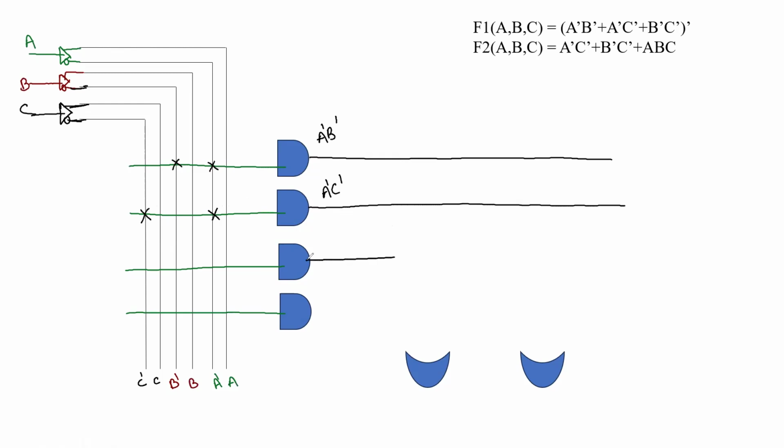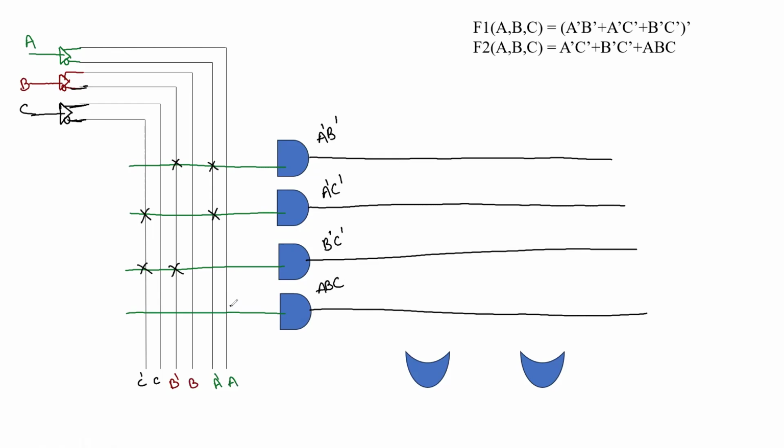Then we have the third product term. That third product term is B' and C'. So for B', we have to mark the cross, then we have here C'. And the fourth product term is ABC. So A is marked here, B is marked here, then C is marked here.